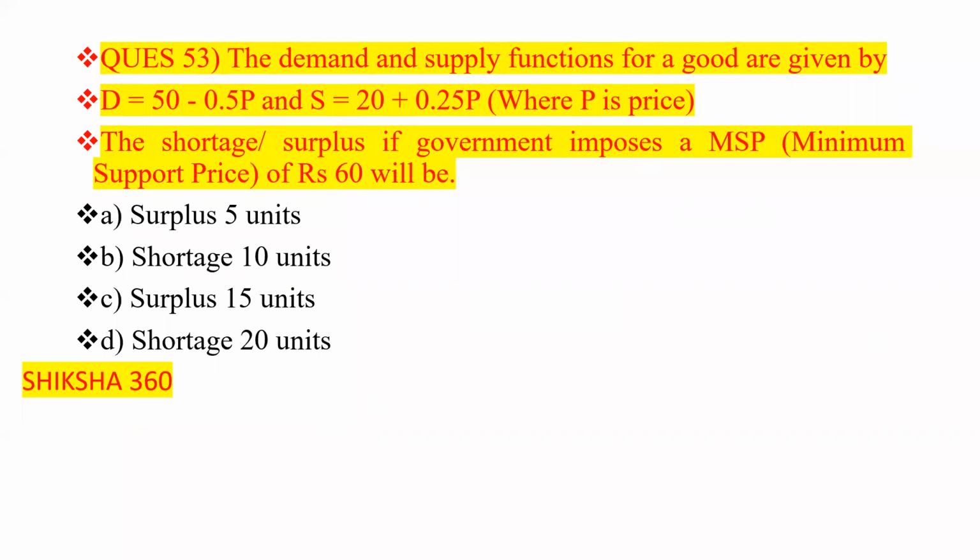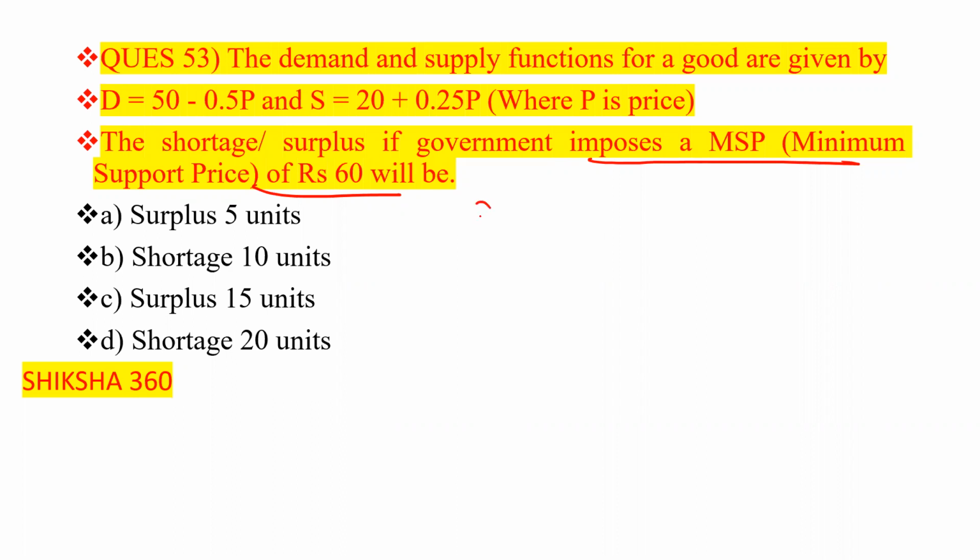Let's try to understand what the question says. The demand and supply functions for a good are given. Demand is equal to 50 minus 0.5p, and supply is given as well. What will be the shortage or surplus if the government imposes a minimum support price of rupees 60?